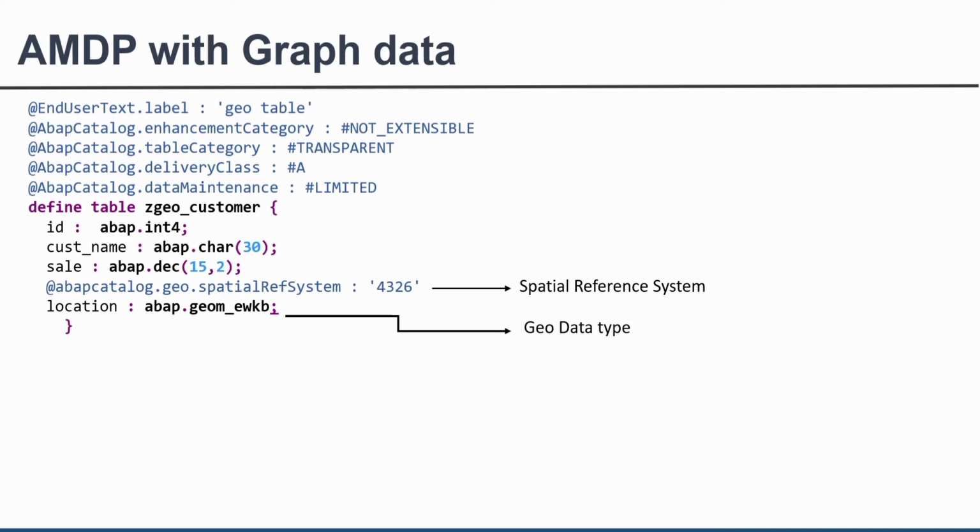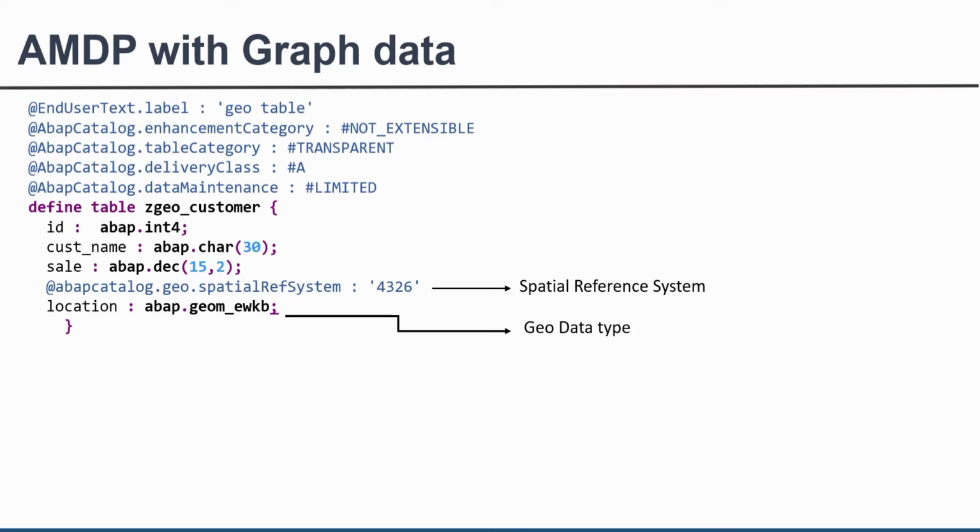And this, 4326, is a standard international system which is also used in your GPS system. The same system is what you are going to use in this geodata type. Whenever you use this geodata type, you have to give the reference of the corresponding spatial reference system. So this is how I create my table.